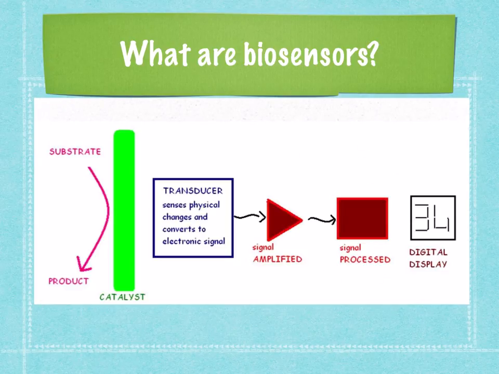Here's another diagram to show you how a biosensor works. The catalyst converts the substrate into the product. A transducer senses the physical changes and converts it to an electrical signal. The signal is amplified, processed, and then it can be viewed on a display screen.